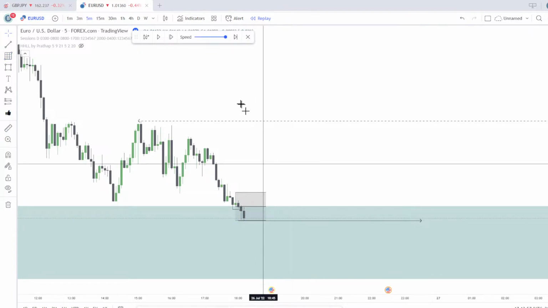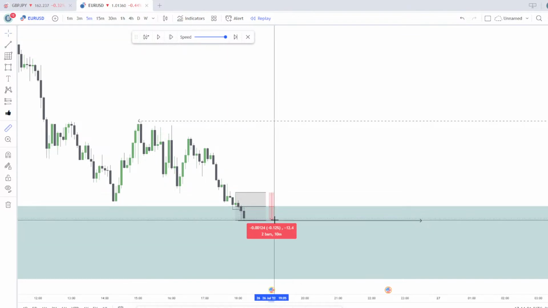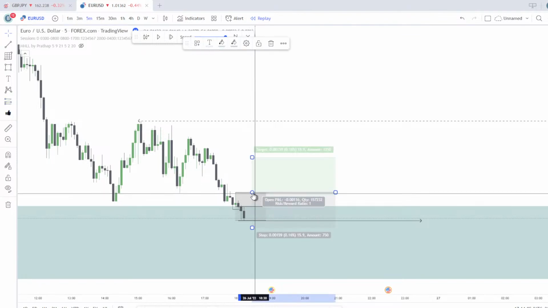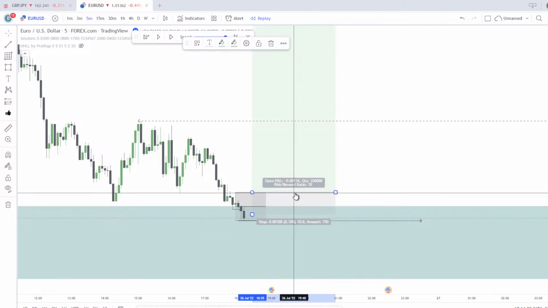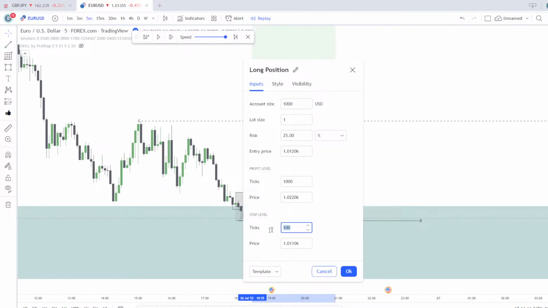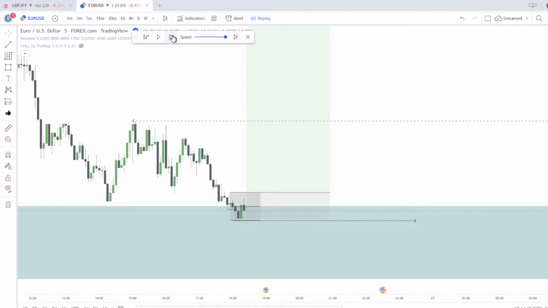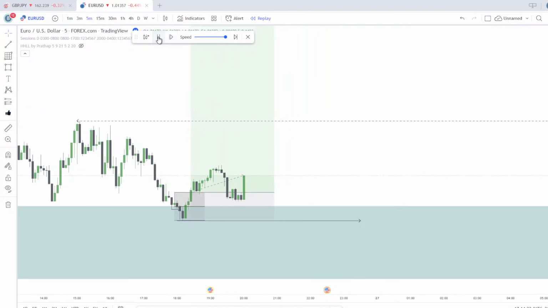Brother, we're trading Euro USD at the moment. How big is that range? 11 pips. Yeah, that's perfect. It's a beautiful range.